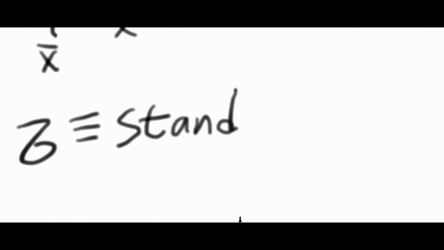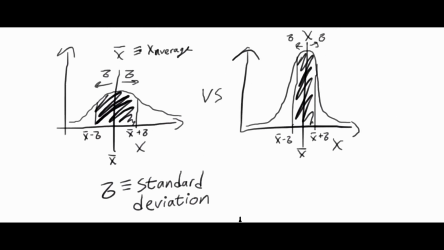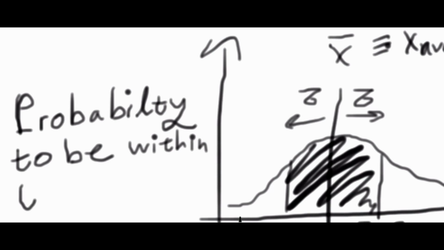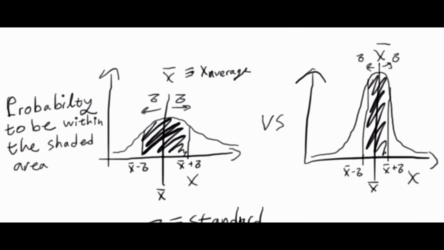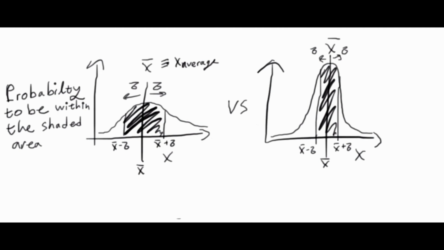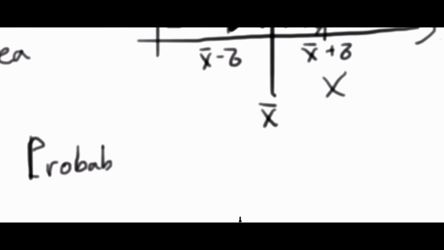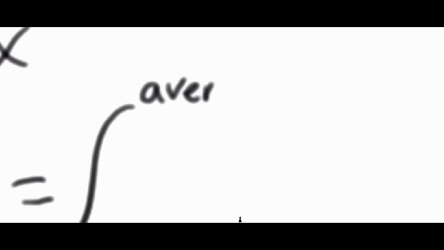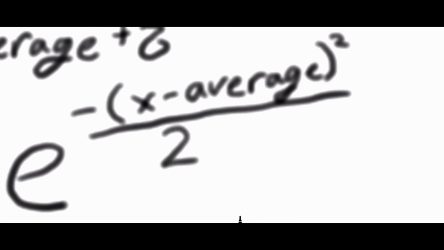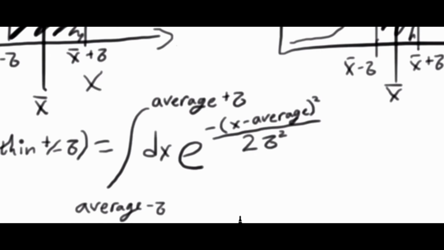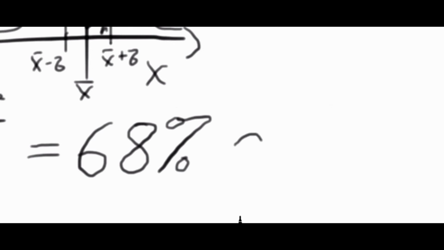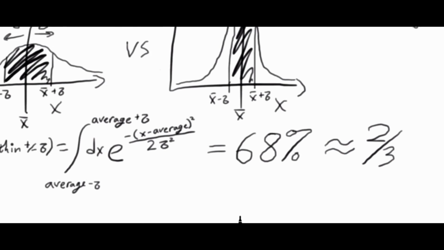The probability of a measurement or a kid's test score falling within the area of the average minus the standard deviation to the average plus the standard deviation is given by this expression. The probability within a range of 2 sigma is equal to the integral, with the lower limit being the average minus the standard deviation, to the upper limit of the average plus the standard deviation, dx, exponential raised to the power negative x minus the average squared divided by 2 times the standard deviation squared.